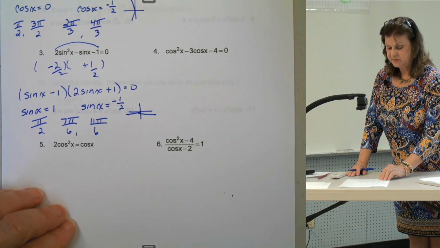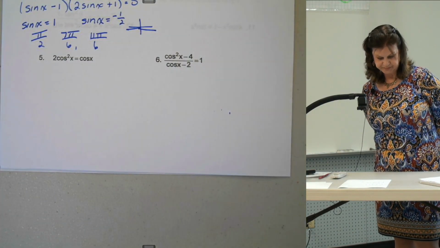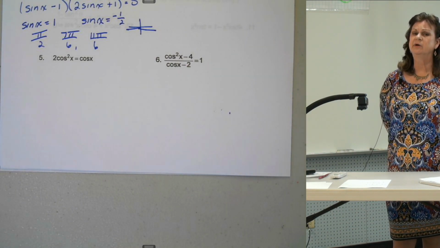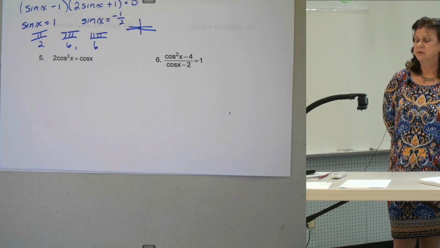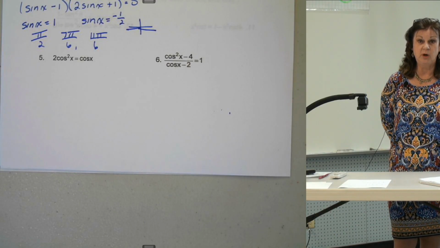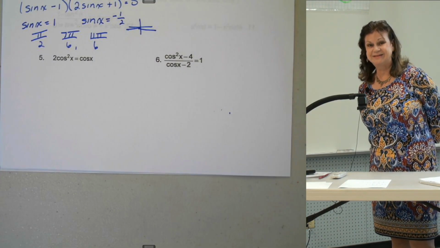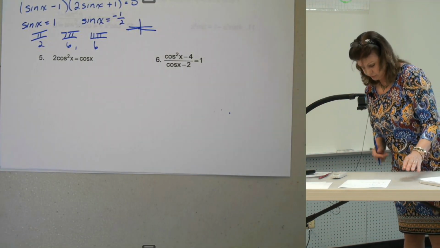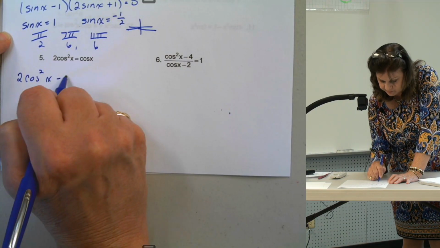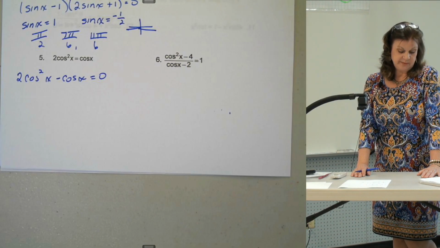All right, let's look at 5. 2 cosine squared x equals cosine x. Be careful here, because if you divide by cosine, you're going to lose one of your terms. It's very tempting to want to do that and just say 2 cosine is 1, which does give you half of it. But what you really want to do, again, if you had 2x squared minus x, you'd move the x to the left. So we're going to do the same thing. So we've got 2 cosine squared x minus cosine x equals 0, which looks very similar to problem number 1.